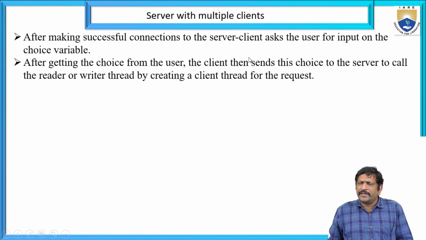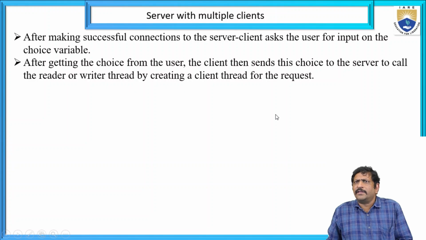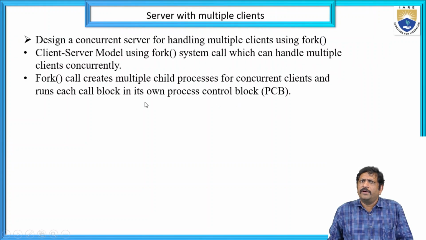After a successful connection to the server, the client asks the user for input based on the choice variable. The choice variable means reader or writer, reading choice or writing choice. After getting the choice from the user, the client then sends the choice to the server to call the reader or writer thread by creating a client thread for the request.